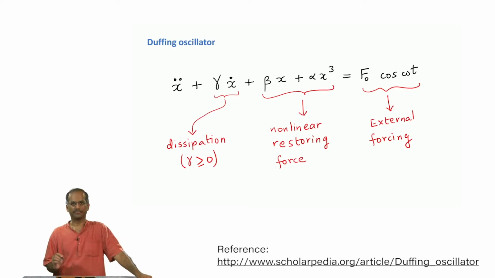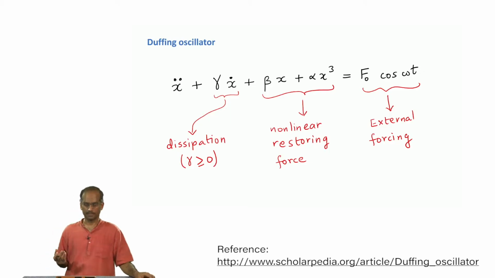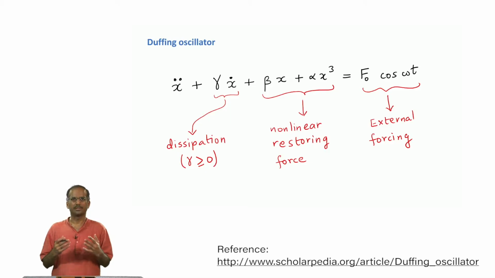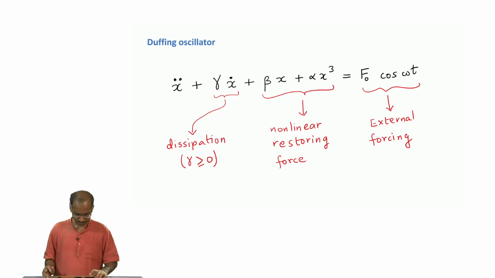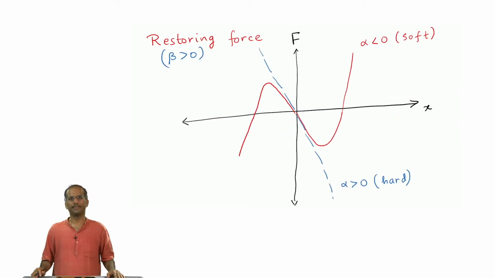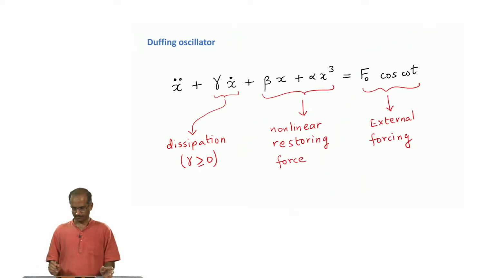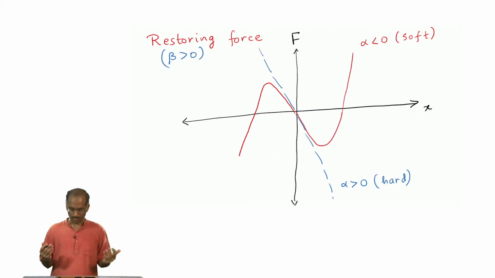So, beta is part of the nonlinear restoring force term, but I am taking beta as that particular coefficient which appears in front of the linear term. So, you can think of it as the frequency associated with the linear oscillator, and I take beta to be greater than 0, and then there are two possibilities for alpha. So, alpha is the coefficient that comes in front of the x cube term, as you can see here. So, either alpha could be negative or positive.